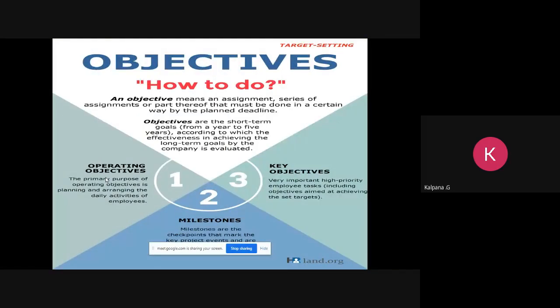So with this, the objective topic is over. The fifth topic in the syllabus is setting objectives. Why do we set these objectives? As I've already told, after setting the goal, we need to have something called objectives.